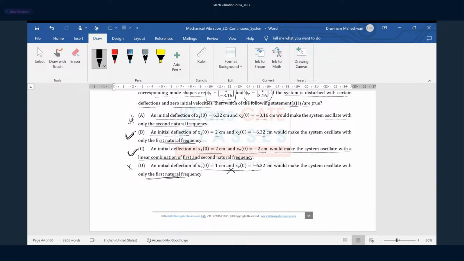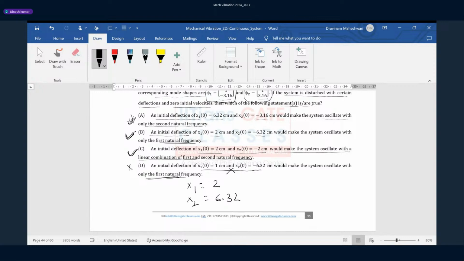Clear? Everybody, is it clear? Yes or no? Any doubt? See, this was a bit lengthy question, but in this way we can solve it easily. Everybody, is it clear? Now, guys, if A has to be correct, then what should be your given initial displacement? It should be like this. Your x1 should be like 2 and your x2 should be how much? It should be 6.32. Then your A option will be correct.